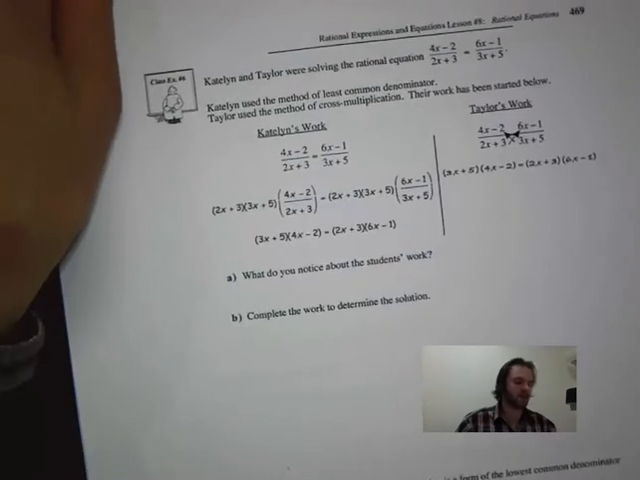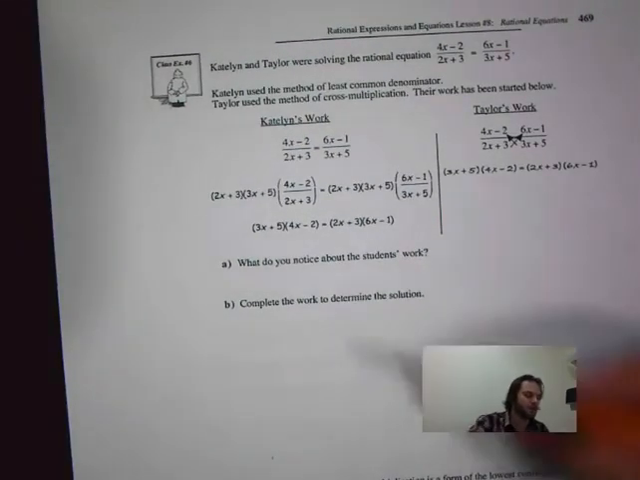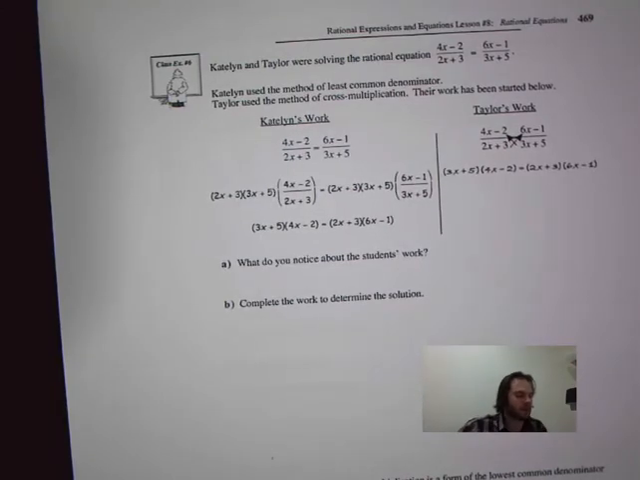Alright. Let's take a look at number 6. This one here says correct the following work. And they use cross multiplication here. I think we can use the least common denominator method. That's the one I tend to use. I just have all the common denominators and multiply them together and we cancel off.